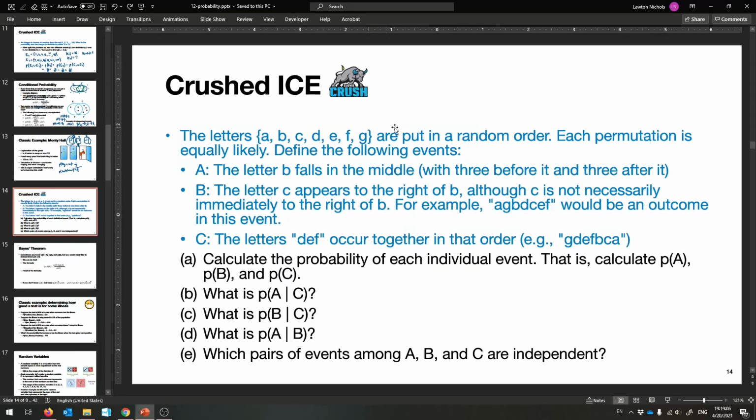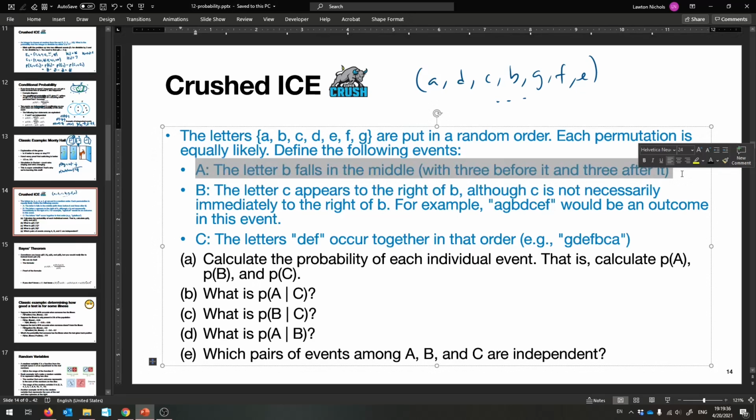Okay, let's pretend that we permute them. We put them into a random order, and every permutation is equally likely. So all the way from like A, then I can pick D, and then C and B, and then, I don't know, G, F, and E. That's one permutation. You have all of those, right? How many? 1, 2, 3, 4, 5, 6, 7 factorial of them, right? A lot.